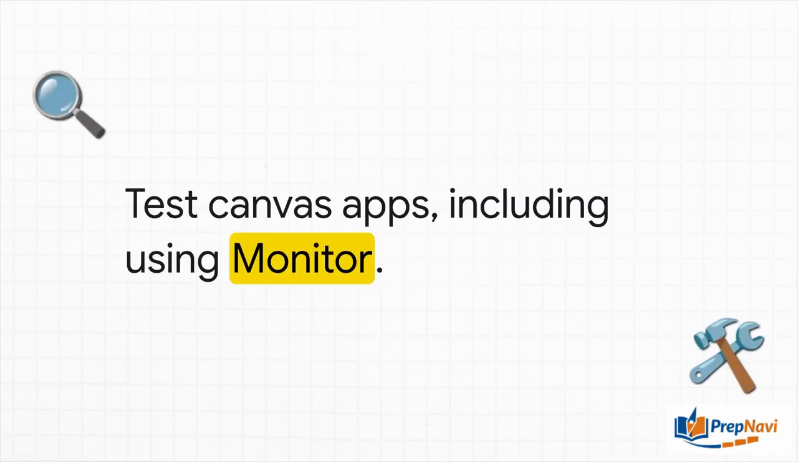And here is your primary diagnostic tool to prove it. The syllabus explicitly states you must know how to test Canvas apps, including using Monitor. I like to think of Monitor as your app's X-ray machine. It allows you to inspect the internal events of your Canvas app in real time. So when a user clicks a button and something fails silently, Monitor gives you that deep trace of network requests and formula evaluations so you can troubleshoot exactly what went wrong.